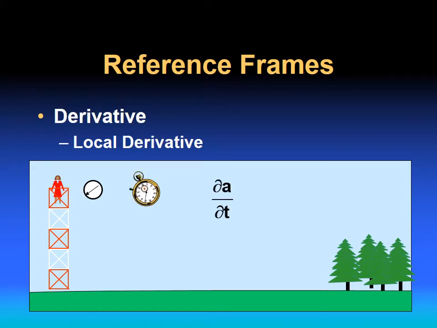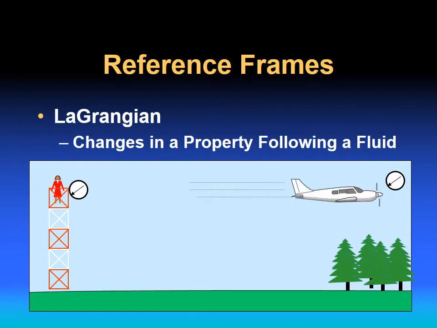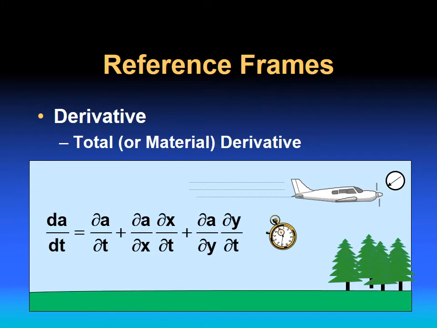So that's your local derivative. If you had some property A, you can see how A changes with time without moving around anywhere. But the Lagrangian reference frame is moving along with the air and then seeing how the wind changes as you move with the air. So that would be the total derivative, and that's your dA/dt on the left side.